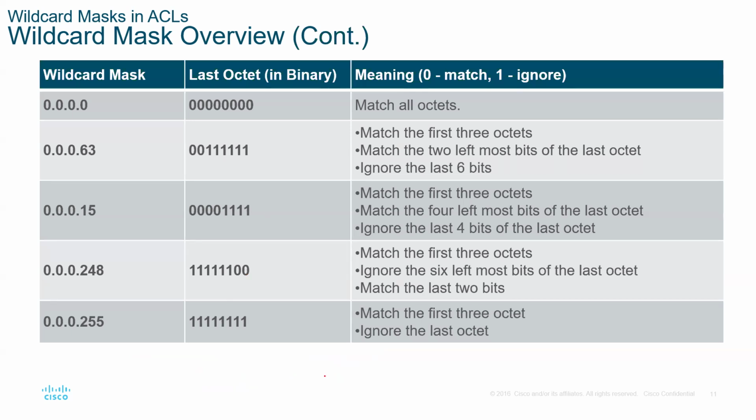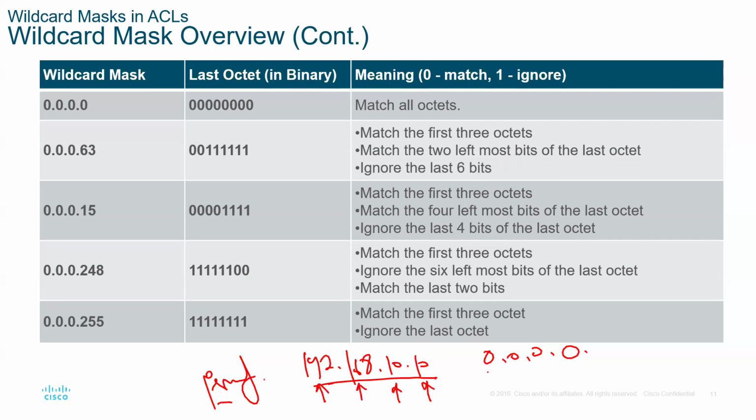So if I have an example, 192.168.10.10 with wildcard mask 0.0.0.0 and permit, what I'm basically saying is permit this host because I'm going to match everything. I'm going to match this value, this value, this value, this value, because I have all zeros here. So if I'm matching exactly those values, it basically means I'm matching a host.